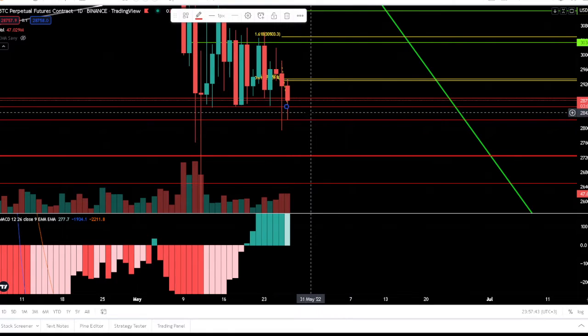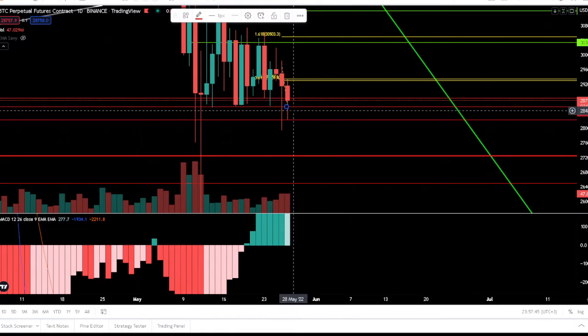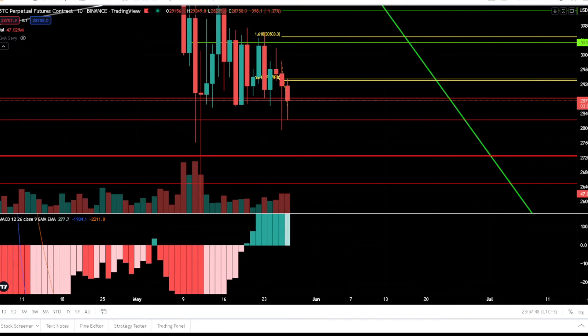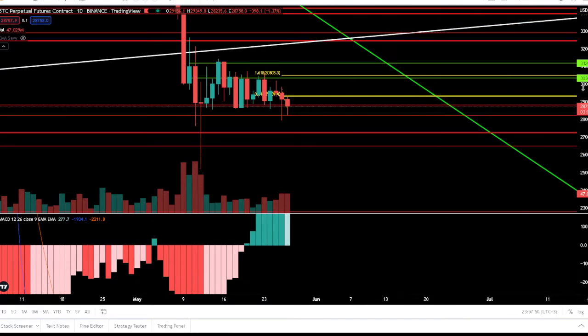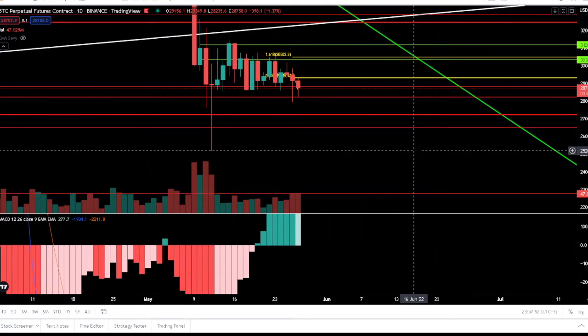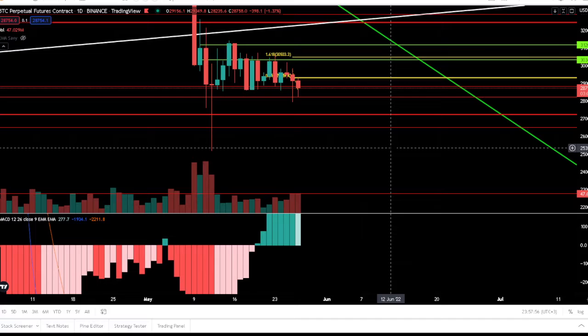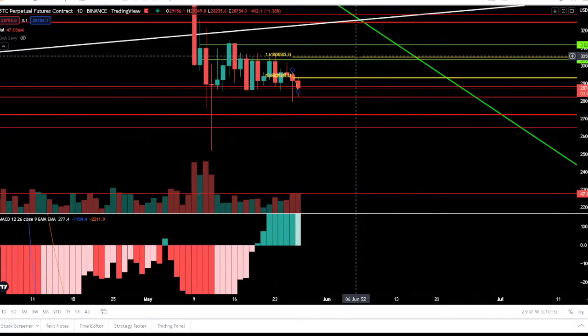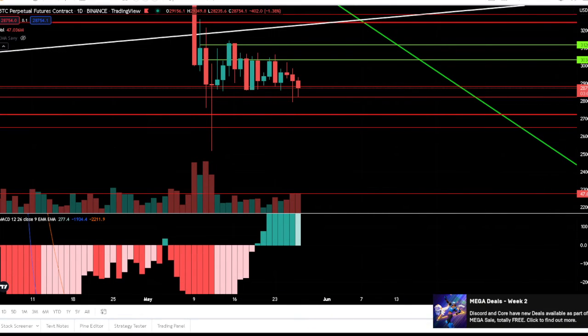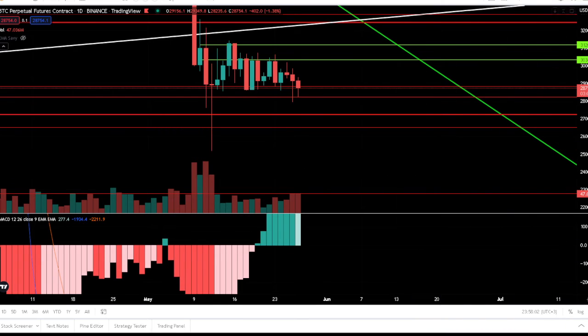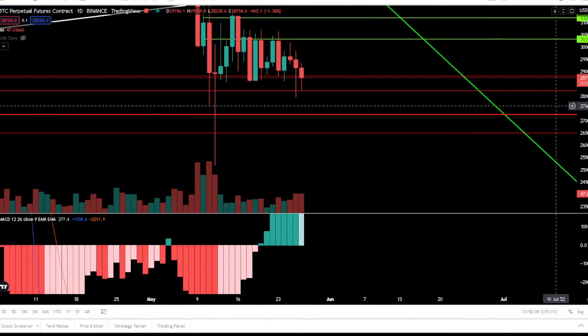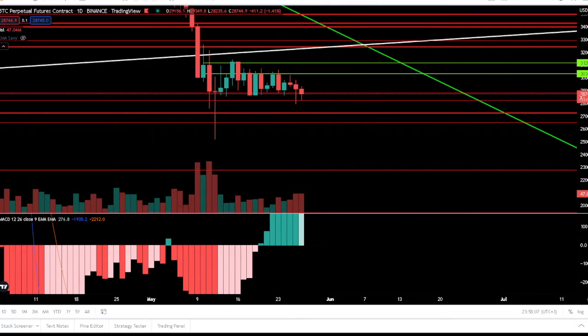If the daily closes below 28.6, in my opinion, we could be coming down to at least the 26 region, 25k, 26k region. But of course, Bitcoin can do whatever it wants. We could just pump to the moon, which I highly doubt.